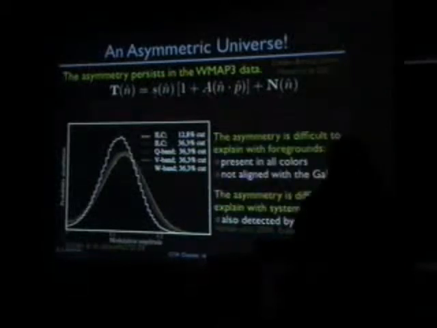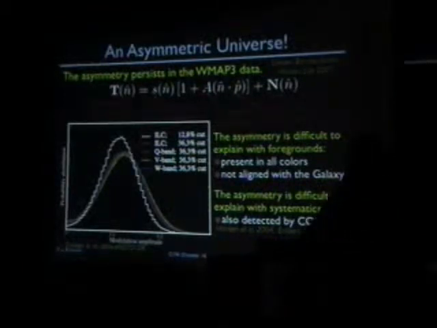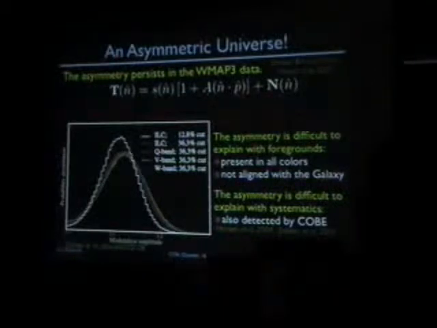So which scales dominate this? It was looked for and found in L between 5 and 40. Some subsequent analyses have looked at higher L. The results have been a little less conclusive. I'll talk about that later. But it's known to exist between L equals 5 and L equals 40.